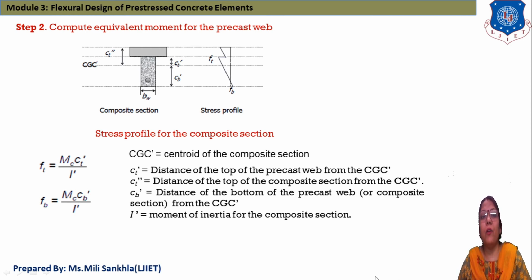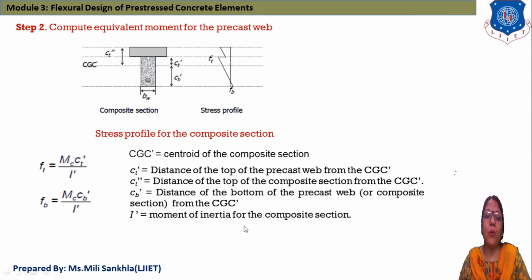Now these are all due to the composite section. CGC dash is the centroid of the composite section, and CT dash is the distance of the top of the precast web from CGC dash. CT double dash is the distance of the top of the composite section from CGC dash. CB dash is the distance of the bottom of the precast web from CGC dash. Now the last one is I dash.